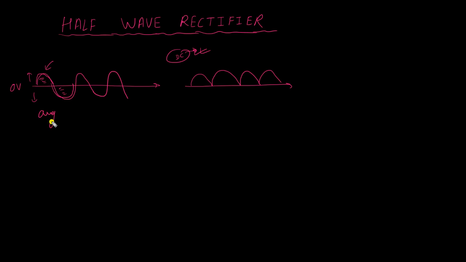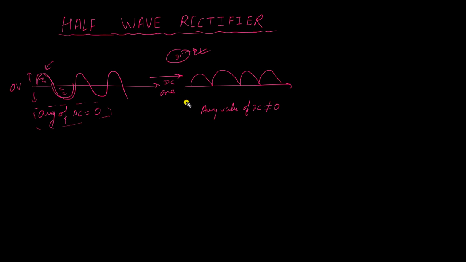So the average value of AC will always be 0, but the average value of DC will not be equal to 0 because it is only unidirectional, but AC is bidirectional. So the average value will always be 0 in one time period. This is the case for the half wave rectifier. In half wave rectifier, we will convert this AC signal into the DC one. So now we will see what the circuit will be to convert this AC into this DC.